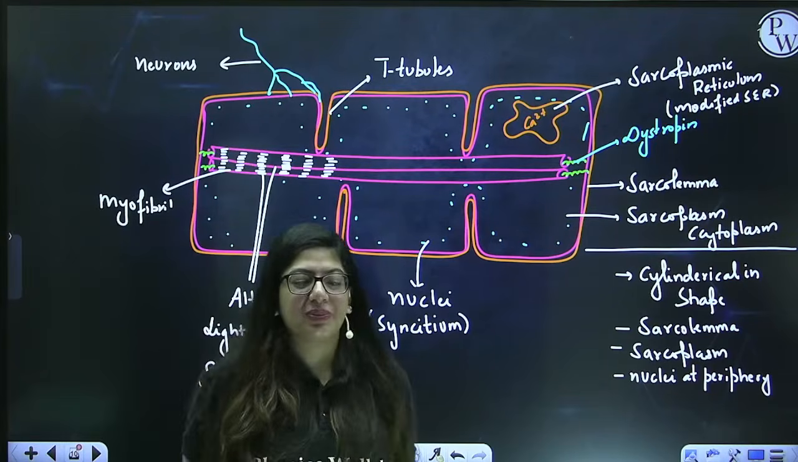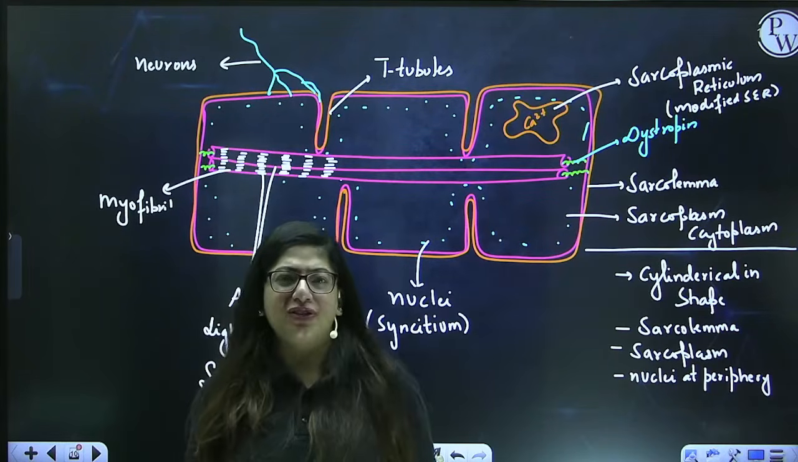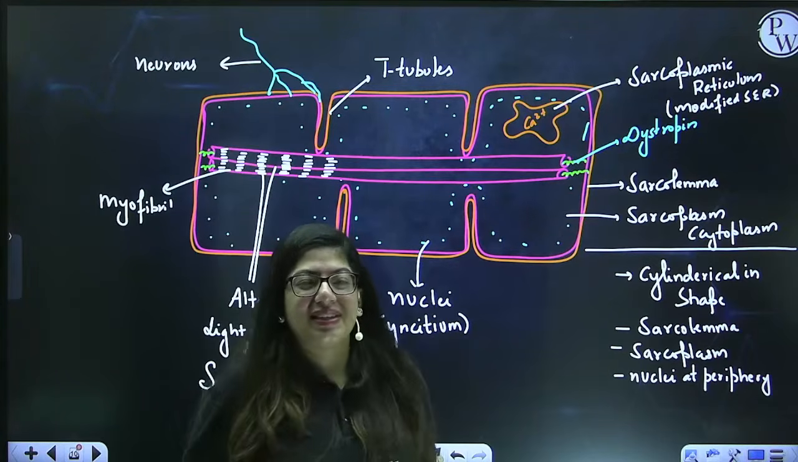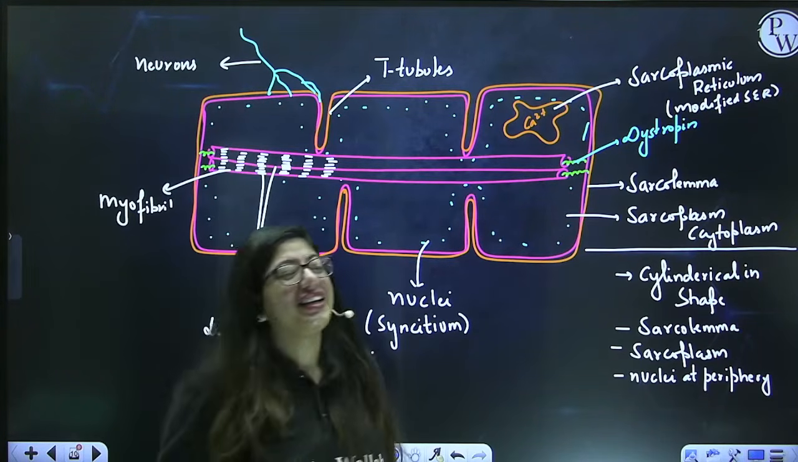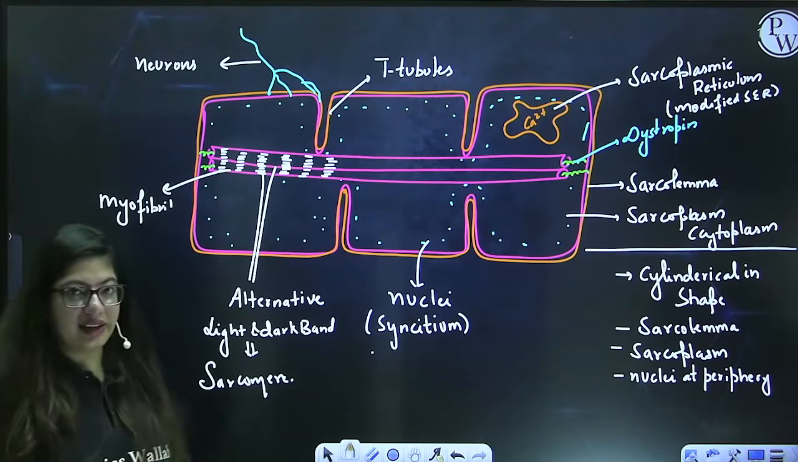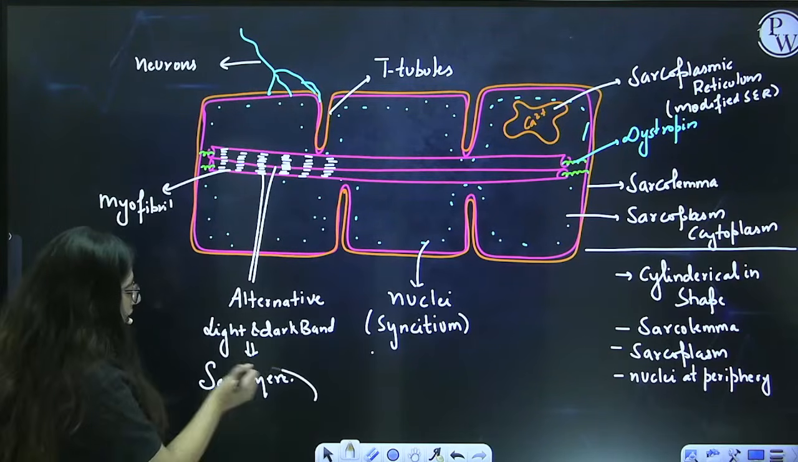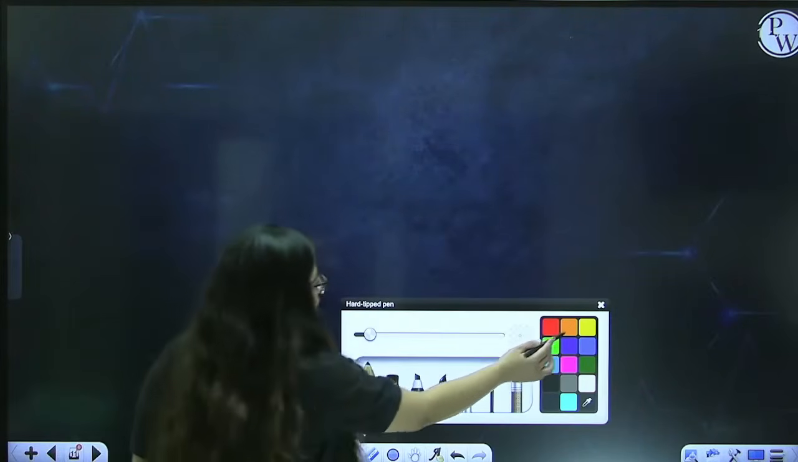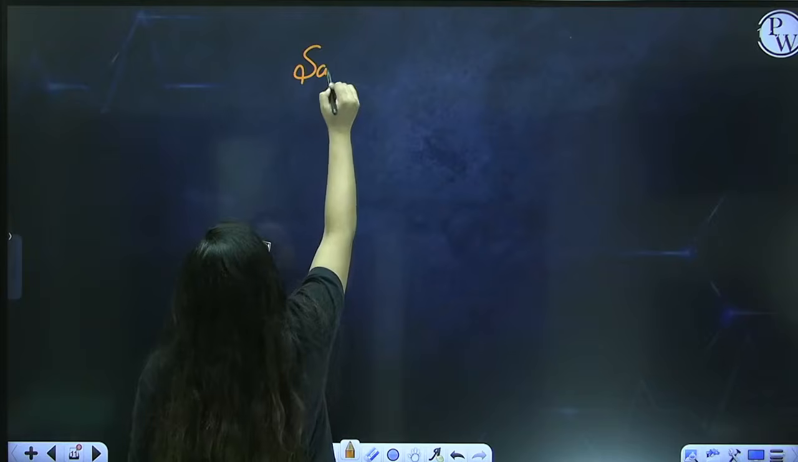You must be thinking, ma'am, you always say very shortly, very shortly. See, things go in sequence. All right guys, so that's the structure of a skeletal muscle cell. Now let's see what the sarcomere is. Let's talk about the structure of the sarcomere. This is very important, so listen to me very carefully.